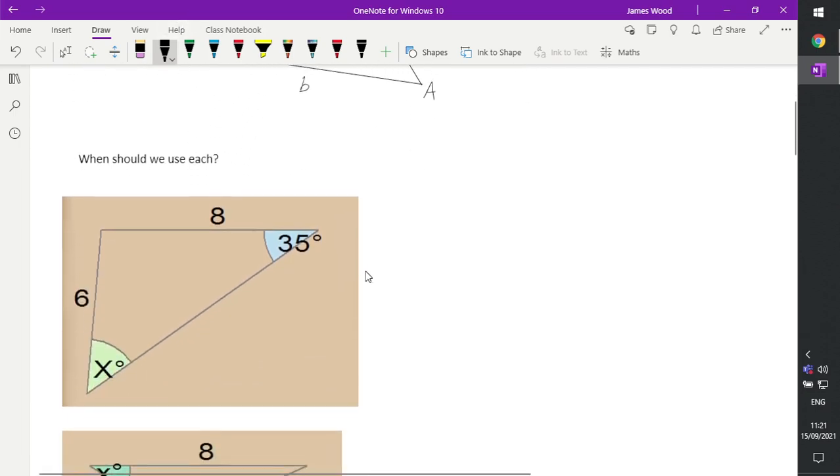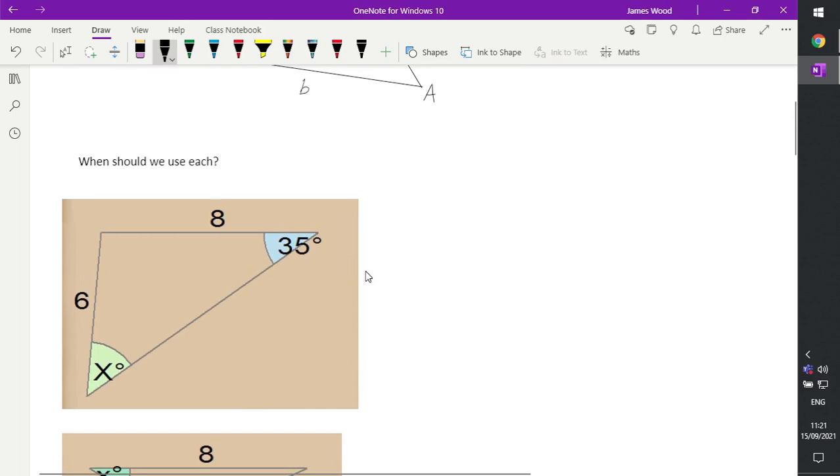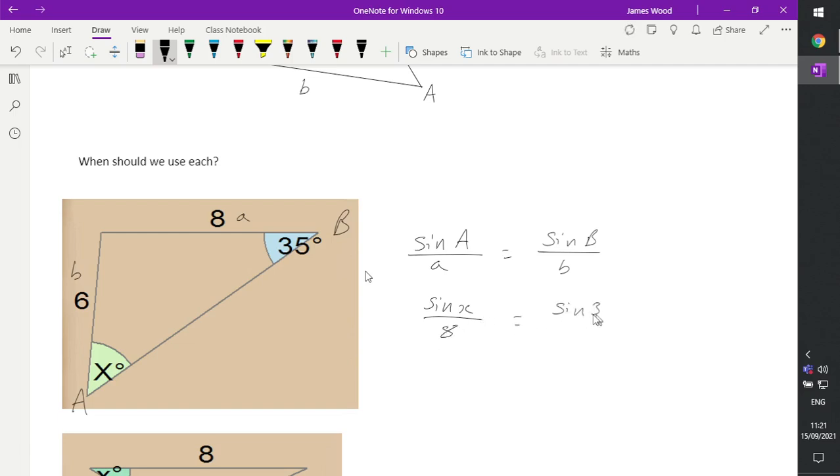So, this first one, well, we've got two angles and two sides, so this is going to be the sine rule, because I've got two angles involved. If I labelled them, perhaps this could be A, B. So I could then use sine A over a equals sine B over b. Or I would have sine x over 8 equals sine 35 over 6. And then I could solve that to find x.